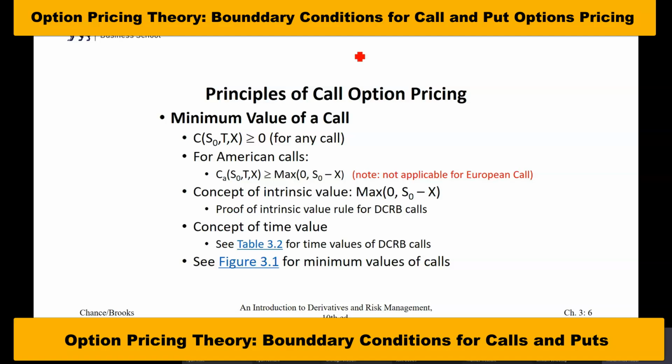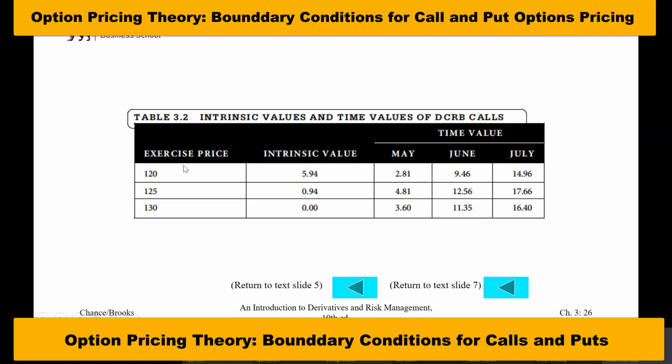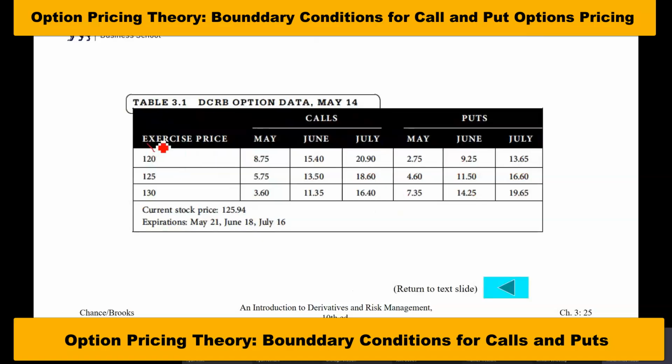So let's have a look at the DCRB calls here. This is the exercise price and this is the intrinsic value. Let me just go to the previous slide. You see the DCRB exercise price of the calls is 120. For 120 and expiring in May, the price of the call is how much? 8.75. And the current stock price S naught is how much? 125.94. The exercise price for this maturity is how much? 120.